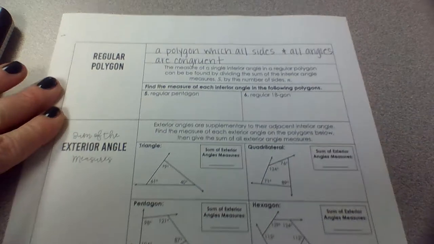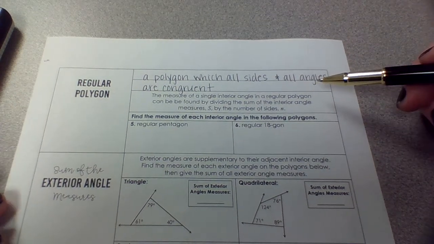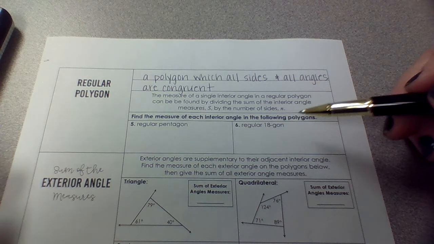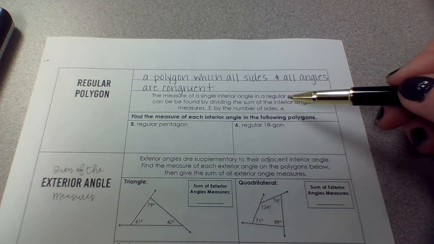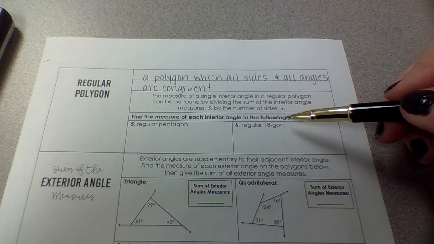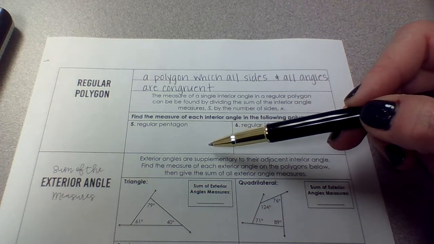Okay, so let's go to the backside. A regular polygon is a polygon where all sides are congruent and all angles are congruent. So if it's regular, it's like perfect. The measure of a single interior angle, you can just take the number of degrees on the inside and divide by the number of sides.